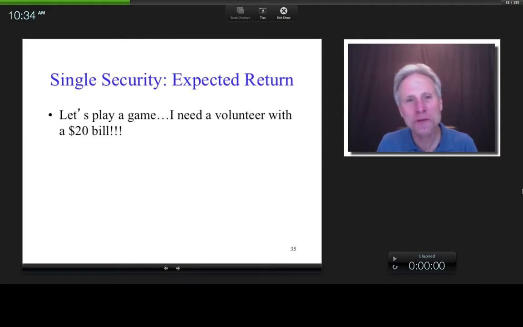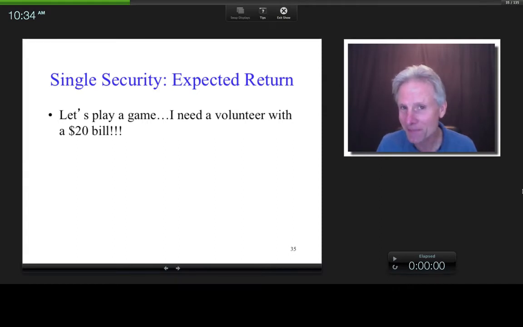Okay, so let's move to the world of a single security. In other words, all I own is just, say, one stock. All I own is IBM stock, okay? And my goal is to get expected return.